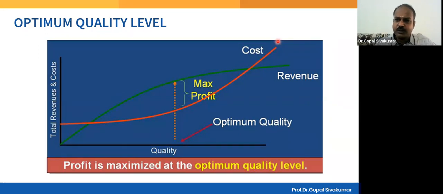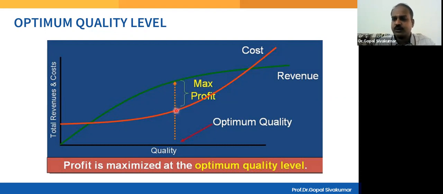If the cost of poor quality is reduced, what will happen? Suppose your quality level is here, and at that level, if the cost of poor quality is reduced, this curve can be pulled further downward. If you can pull this red color curve further downwards, the difference between the red color curve and the green color curve is what is called the profit, because revenue minus the associated cost is the profit.